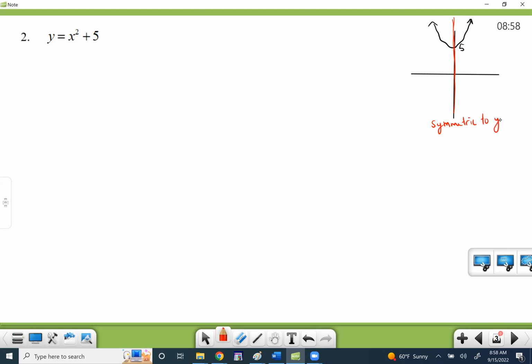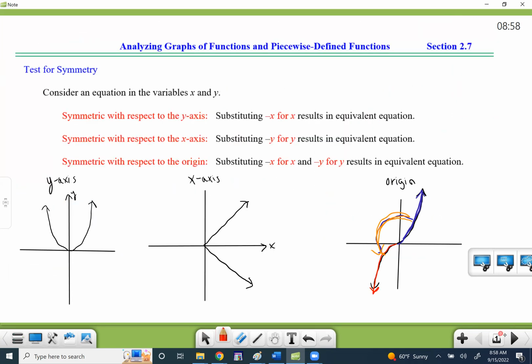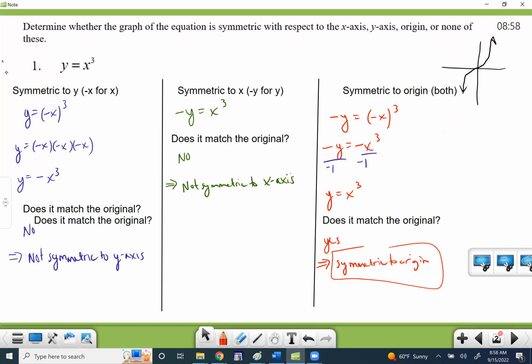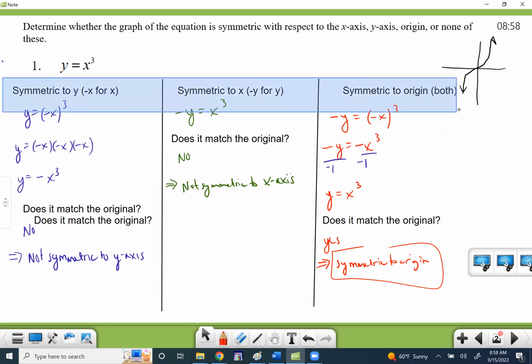All right, now if we wanted to do this algebraically, what would that look like? So let's go back really quickly. Oops, and I'm just going to steal this stuff so I don't have to type everything, okay?